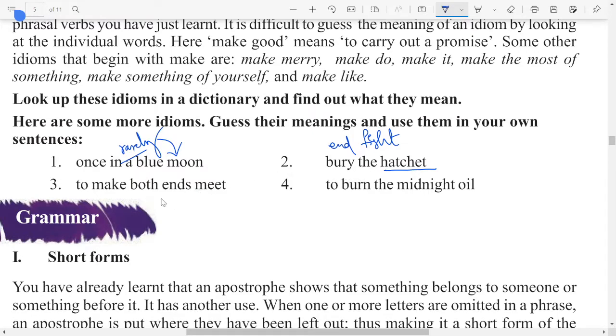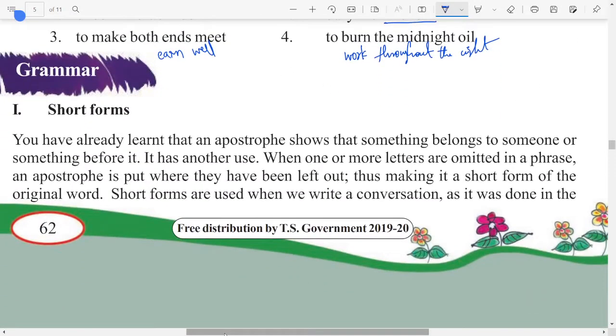Next one, to make both ends meet. To make both ends meet means to earn well, or earn enough money. Next one, to burn the midnight oil. To burn the midnight oil is to work throughout the night, work or study throughout the night. When you do some work during the night, that is called burn the midnight oil.